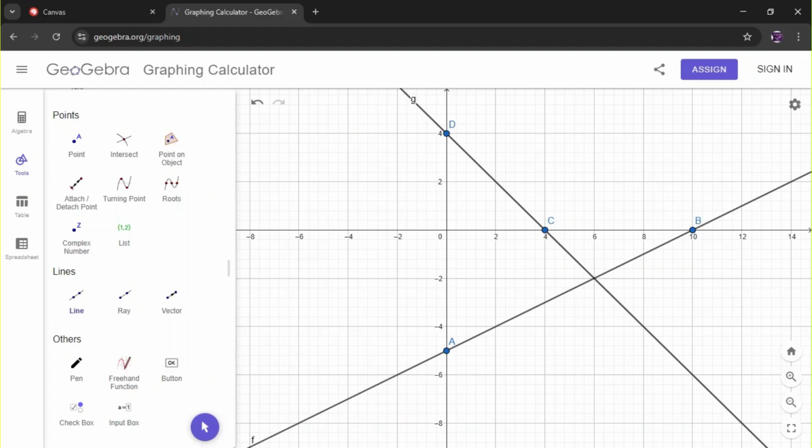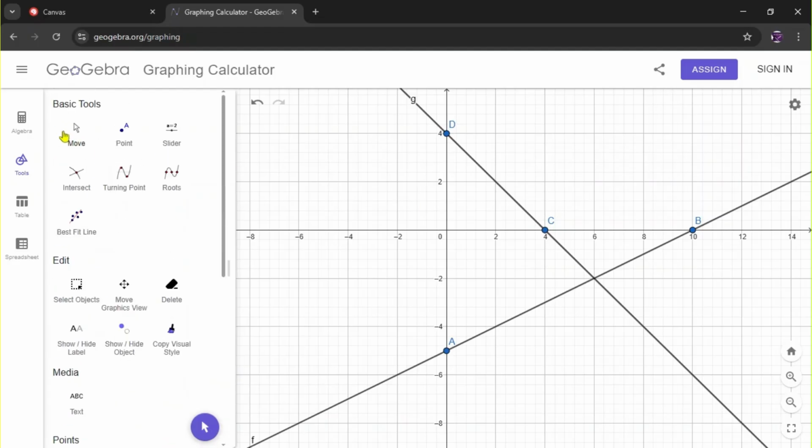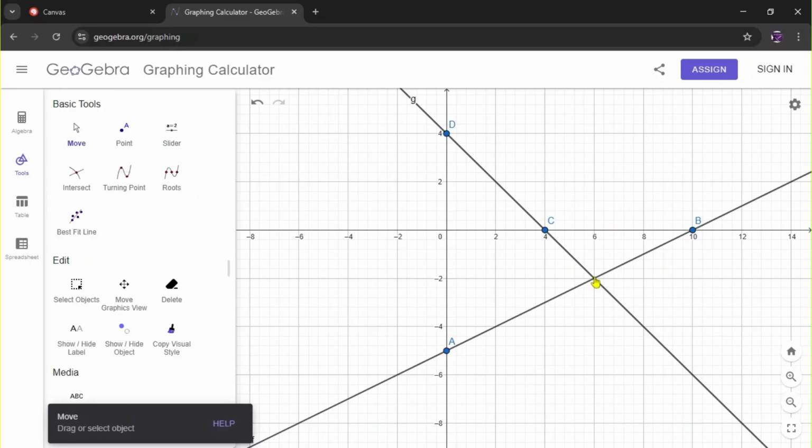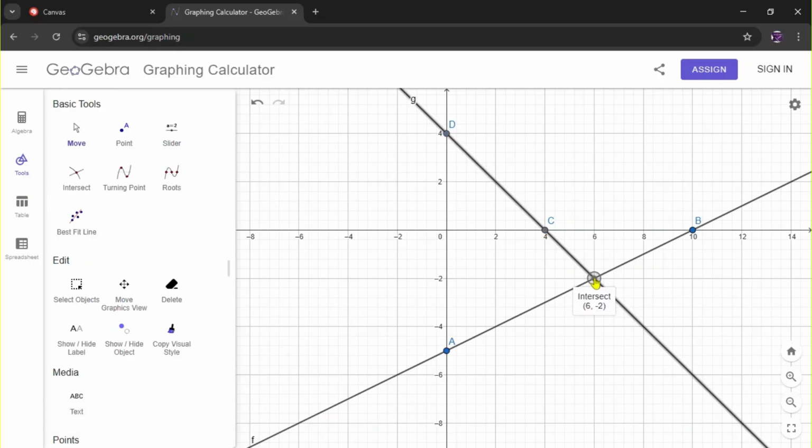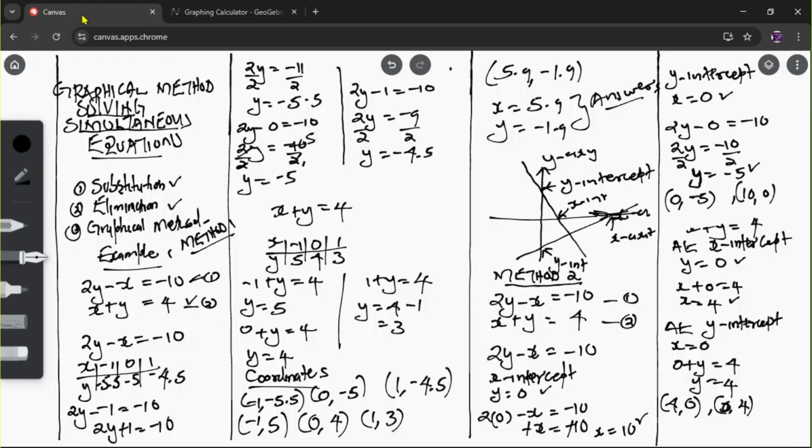Then now we just get the solution as usual. Solution for that. I'll come and ask myself, where are they intersecting? You can see the value here is 6 minus 2. The point of intersection is 6 minus 2. So I have my answer as 6 minus 2.